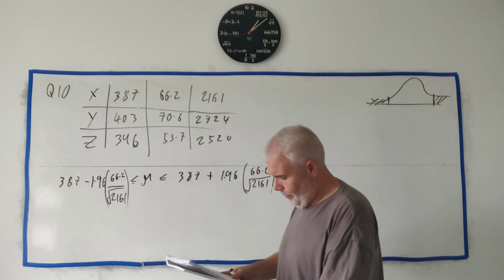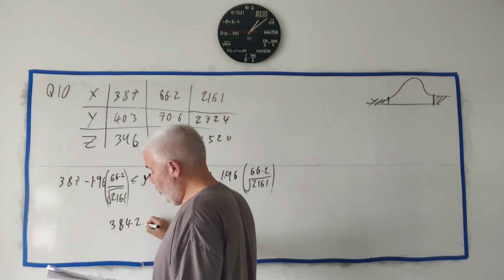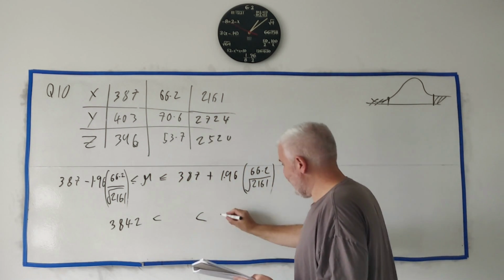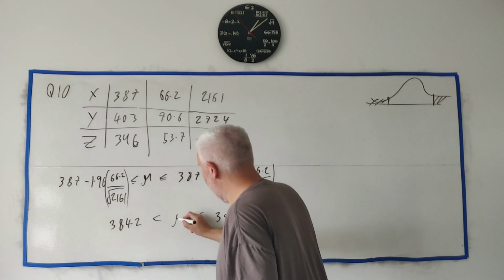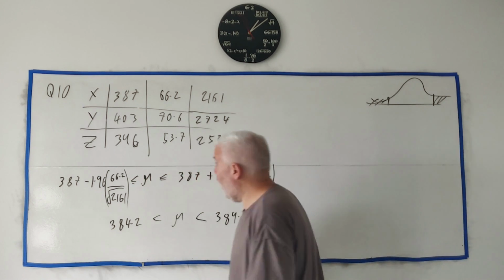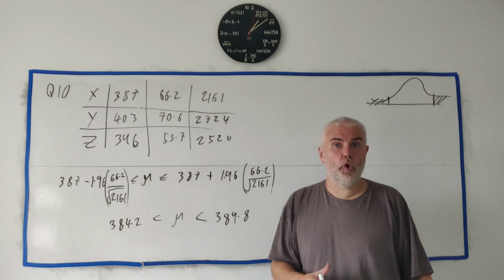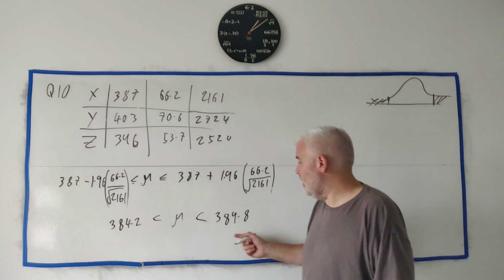Okay, you just go ahead and put all this into a calculator. We'll clean it all up, and let's see, we get 384.2, and it's bigger than that number, and it's less than 389.8. That's mu in the middle. So I don't know what this country's average score is, but I'm 95% confident it's between these two numbers.